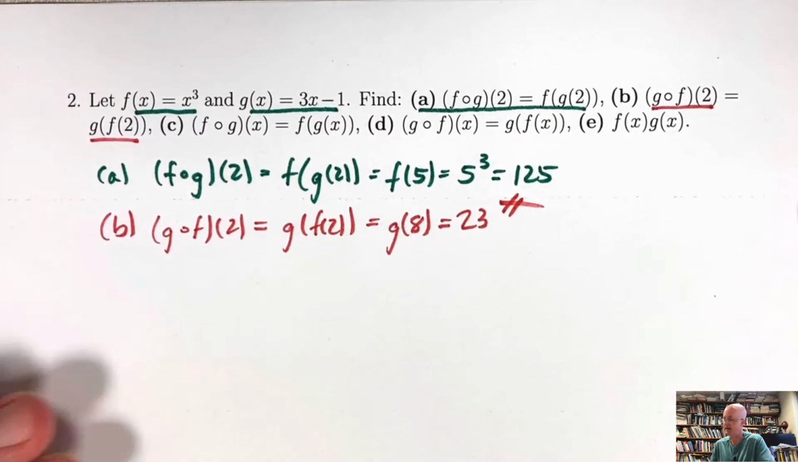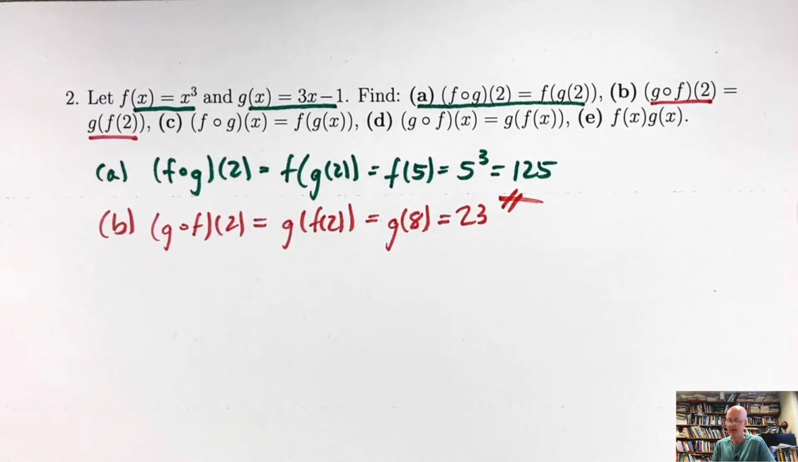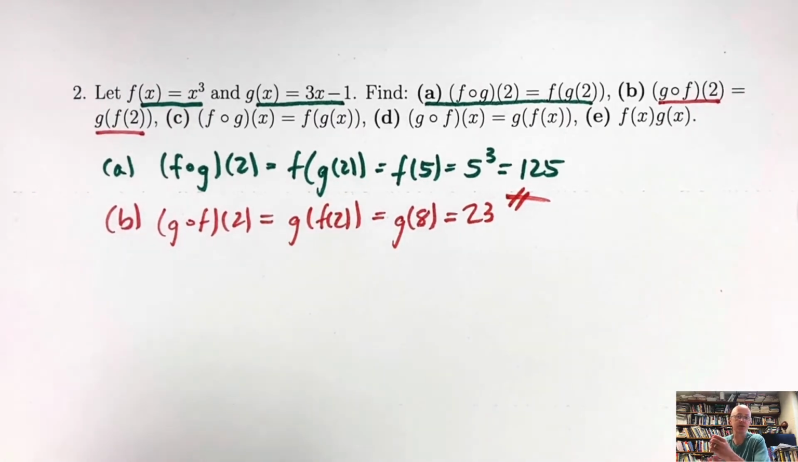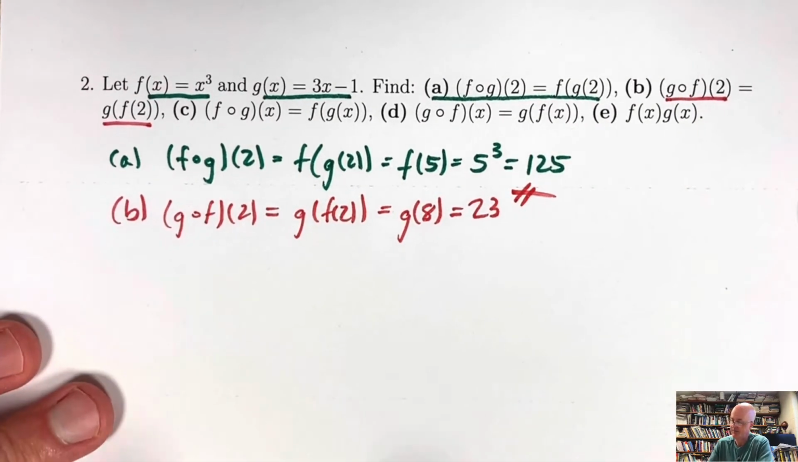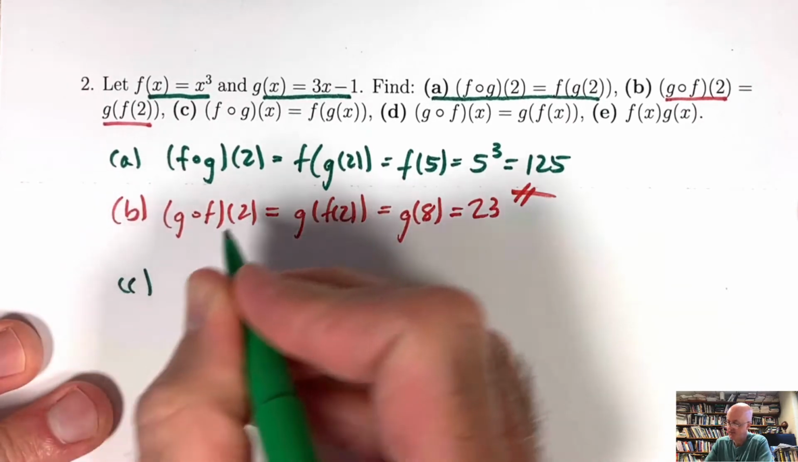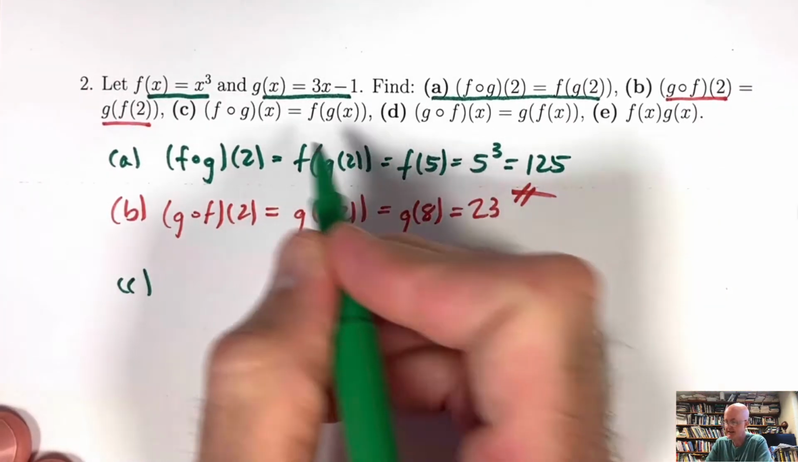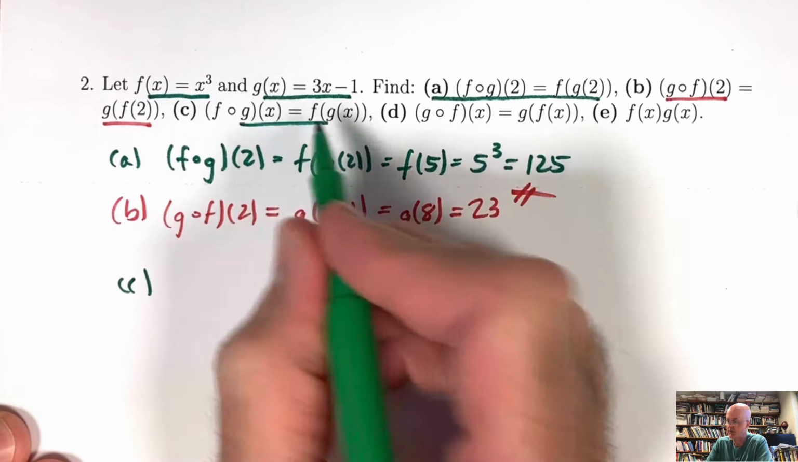That's a not equal sign, a sideways not equal sign. In general, function composition is not commutative. If you switch the order of the functions in the function composition, you will not get the same function. Now, there are some special and important cases where that does happen, but not here. Part C. C and D are essentially the same thing, except we're doing it at a general value of x.